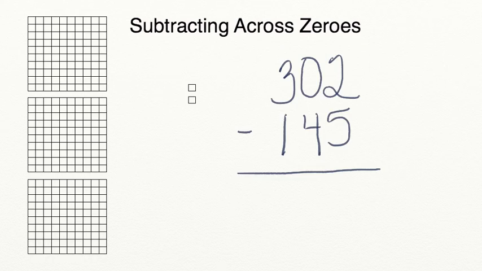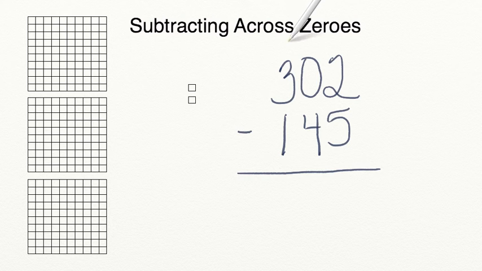Welcome to today's lesson on subtracting across zeros. Today we're going to discuss how you can subtract numbers when they have zeros in them. So let's go ahead and get started. We are going to begin today by subtracting 145 from 302.